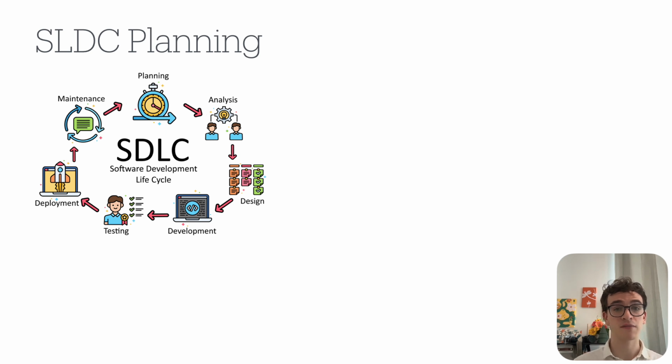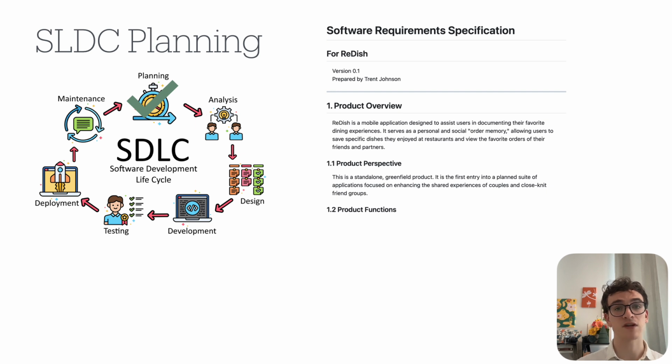So I approached this project with a software development life cycle (SDLC) planning process. This was a way to make sure I was staying on track. I had a limited time and budget for this project, so I wanted to make sure I was really maximizing my value and productivity. To start off with the planning phase, I made a software requirements specification.